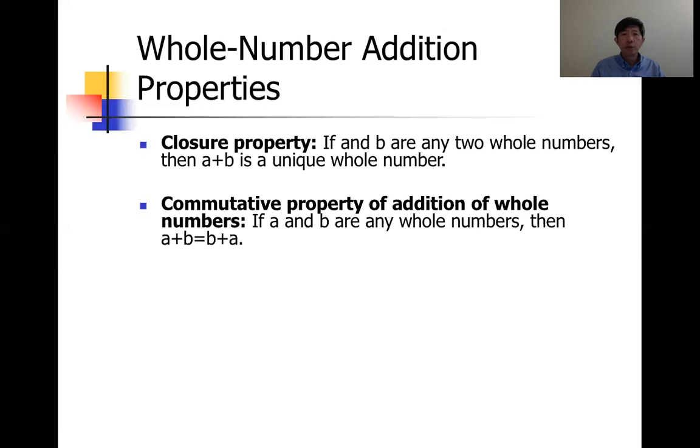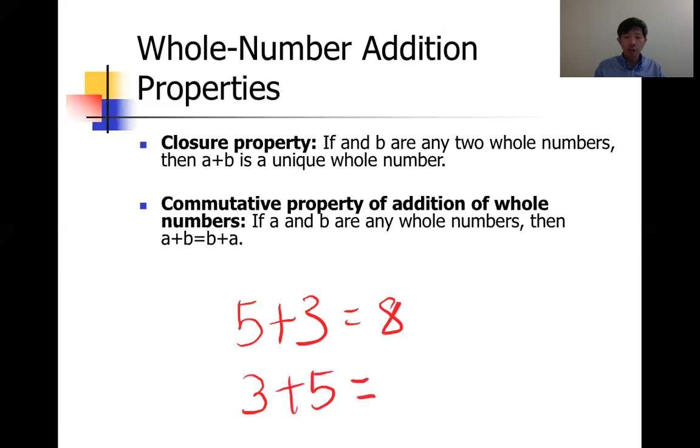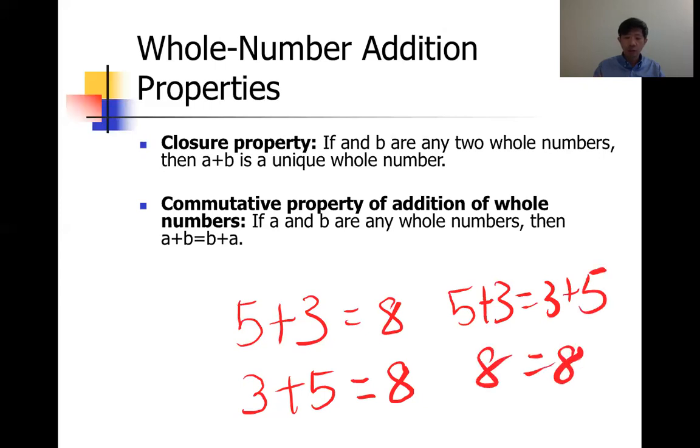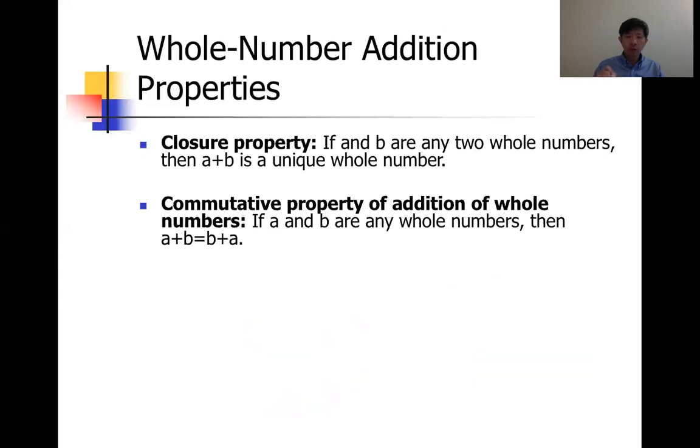Next, the commutative property of addition of whole numbers. If A and B are any whole numbers, then A plus B is equal to B plus A. So for example, A is 5, B is 3, so this is equal to 8. And then we take B is 3, plus 5, which is equal to 8. So therefore, we can see 5 plus 3 is equal to 3 plus 5, which is 8. This is called the commutative property of addition.